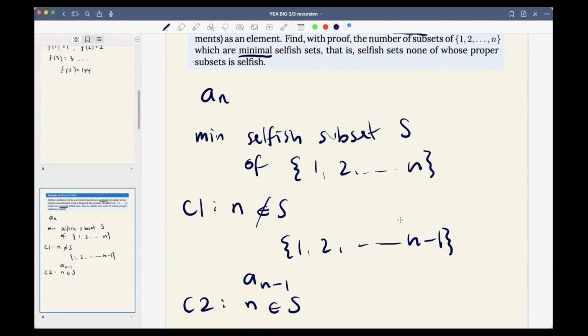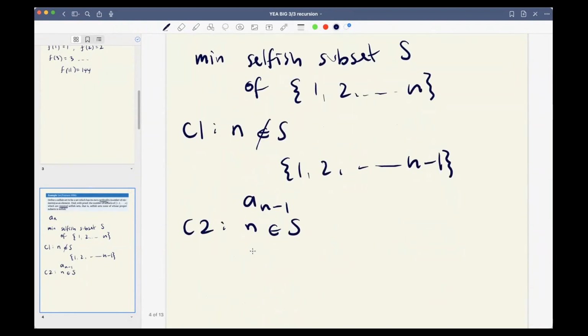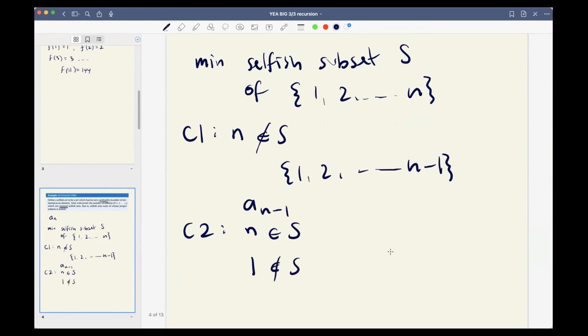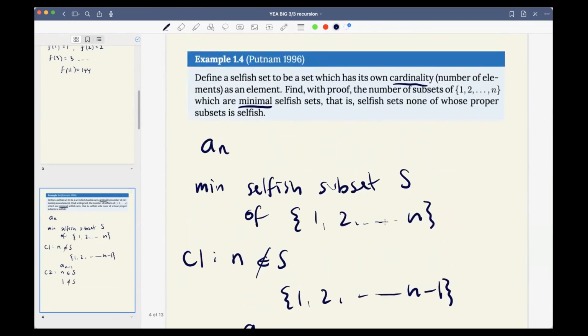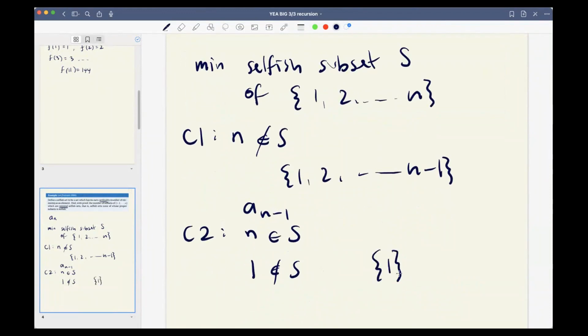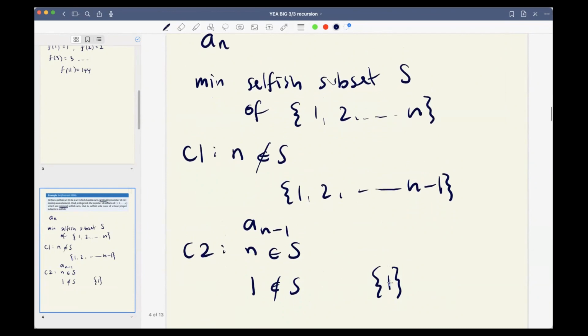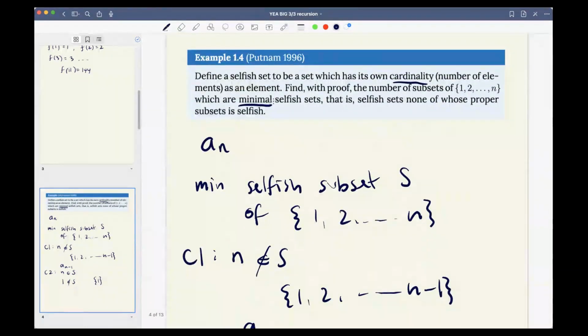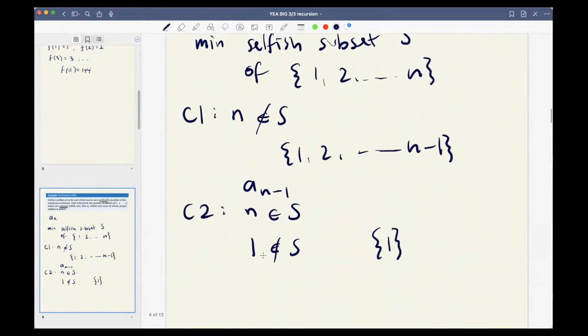Then, well, first of all, one thing to note is that 1 is definitely not in the set. The reason that 1 is not in any minimal selfish set is because 1 itself as a subset satisfies the conditions for a selfish set, since its cardinality is 1 and it is in the set. So if it is in any set, then it's not going to be minimal because it has a subset of 1, right? So 1 is definitely not in the set, and we already know that n must be in the set. So let's just say it looks something like this, although 2 might not be included, of course.